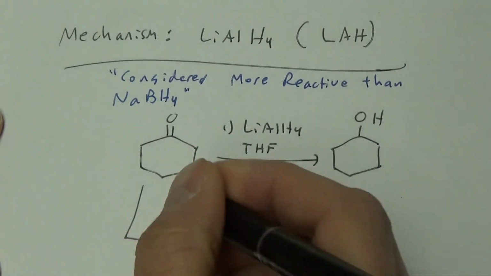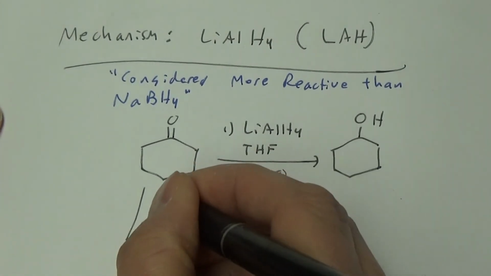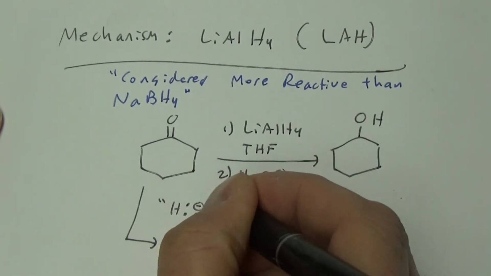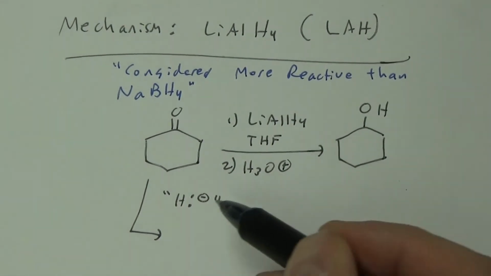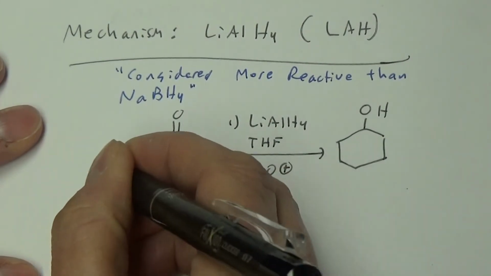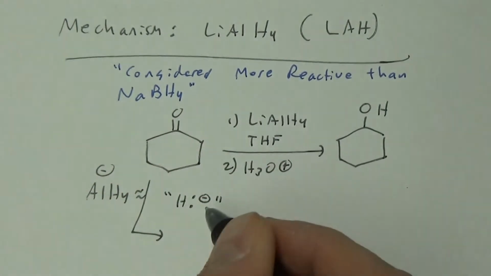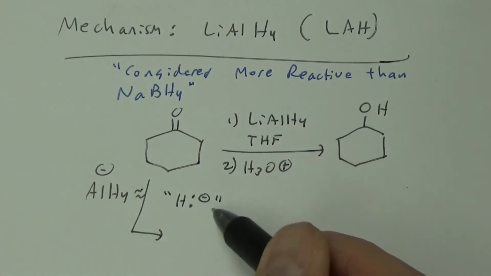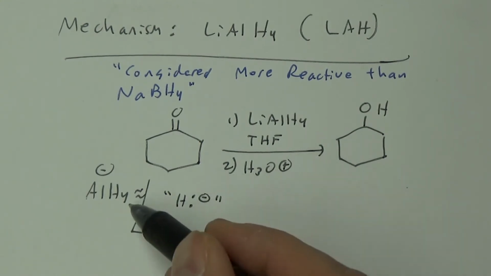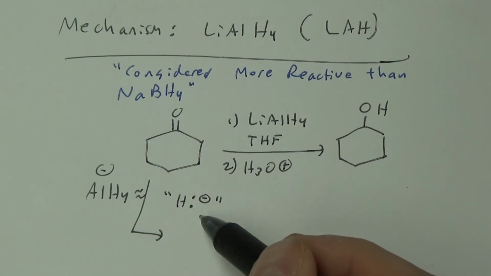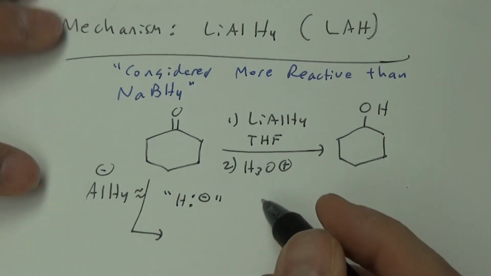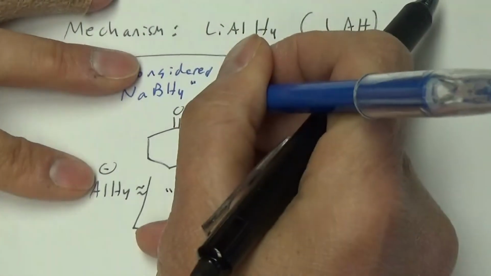Mechanistically, we're going to make that same assumption that AlH4 minus is basically H:-. So AlH4 minus is kind of like a free hydride. This is a simplification of the mechanism. We're just saying it's mechanistically a free hydride. Okay, and then what do you think happens? Delta minus, delta plus.